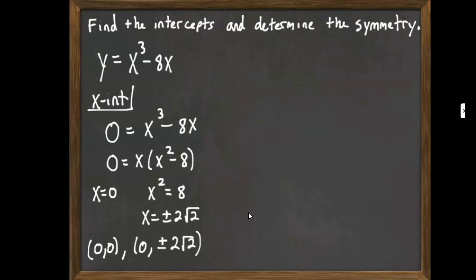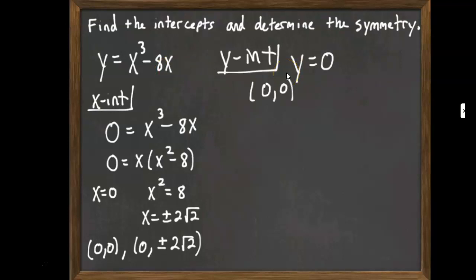And then we move to the y-intercept. The y-intercept is much easier in this problem. We go into our equation and replace x with 0. If we replace x with 0, then we just get y equals 0. And so our y-intercept is (0, 0), which is actually shared with one of the x-intercepts. So now we know what the intercepts are, and that's the first part of the problem. We have found the intercepts.